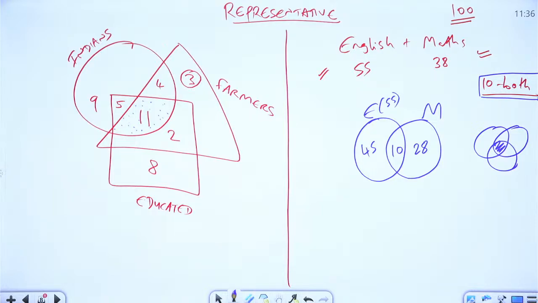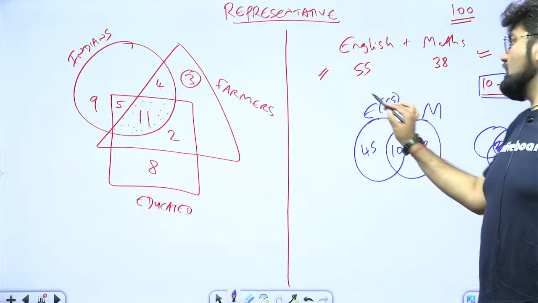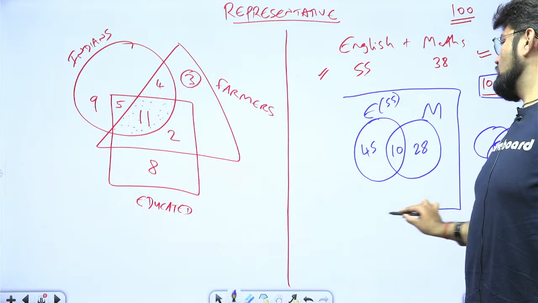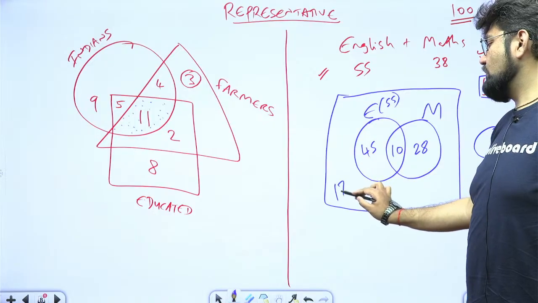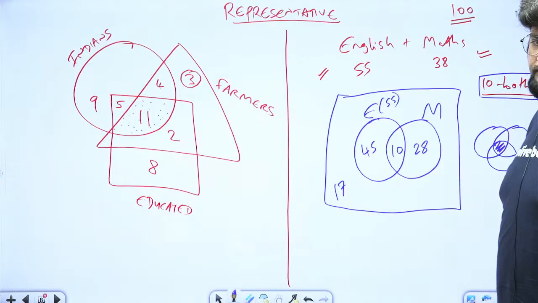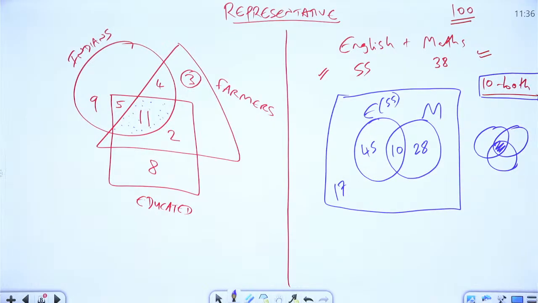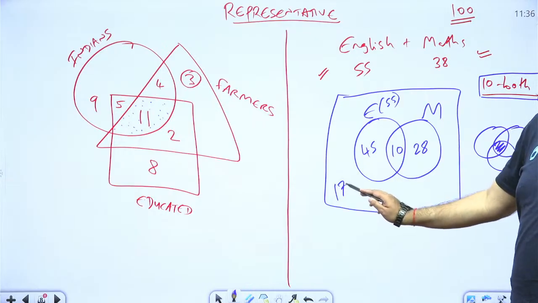$83, right? The total is 83. So there are 100 people, but only 83 are given here. What about the rest of them? So the 17 people are outside this Venn diagram in the union, in the universal set. And these people are those who have not passed in any examination.